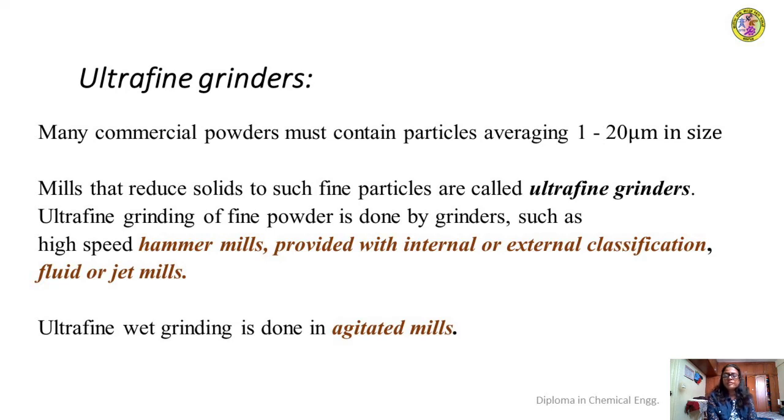So we have different types of ultrafine grinders. The important ones that are used are hammer mills with internal or external classification, then fluid energy mill, also called jet mills. Then we have agitated mills. Among these three, the first two, hammer mills with internal or external classification and fluid energy mills, are used to produce dry powders, whereas the agitated mills are used for wet ultrafine grinding.